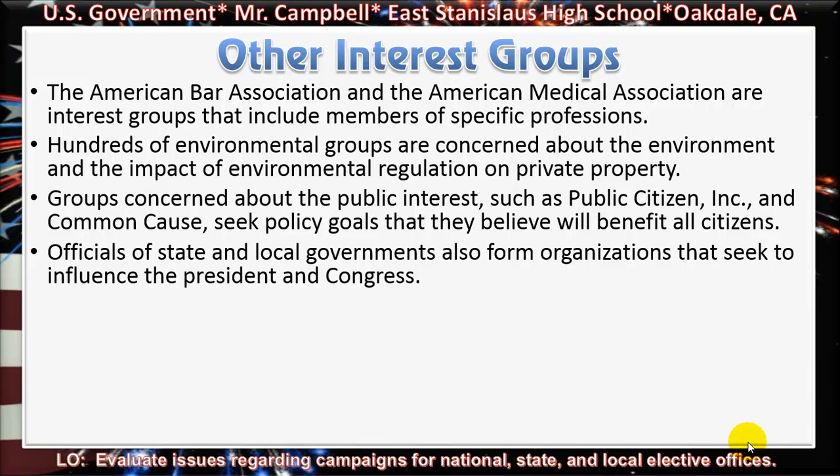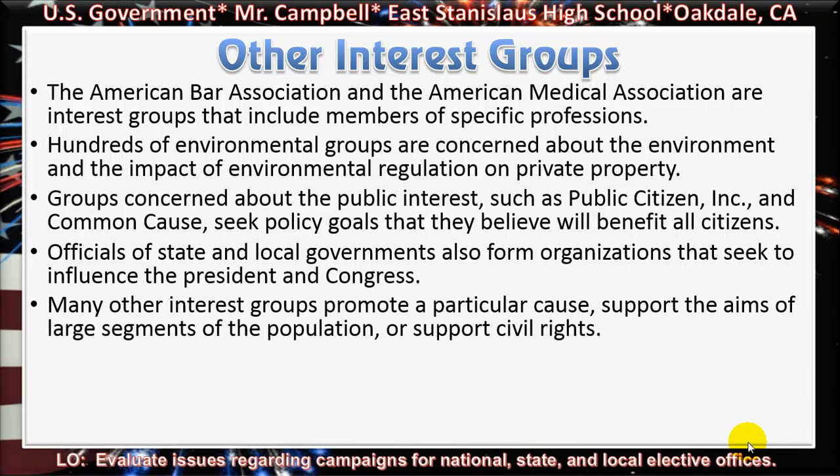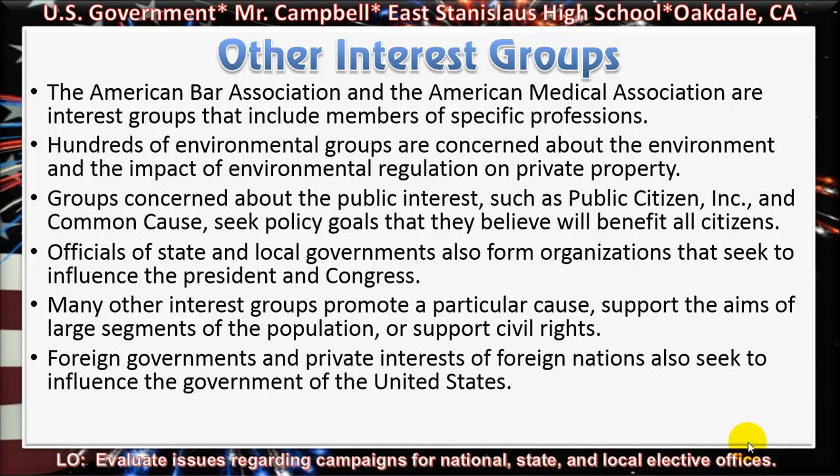Officials of state and local governments also form organizations to seek to influence the President and Congress. Many other interest groups promote a particular cause, support the aims of large segments of the population, or support civil rights. Foreign governments and private interests of foreign nations may also seek to influence the government of the United States.